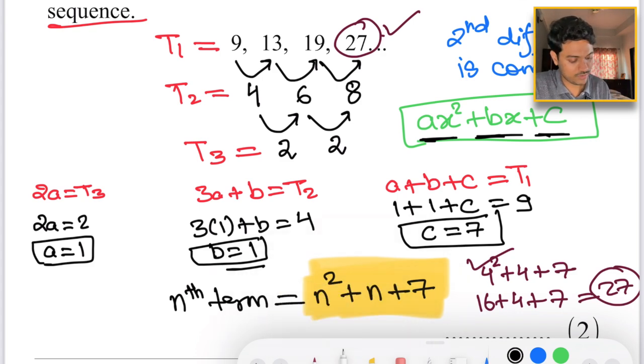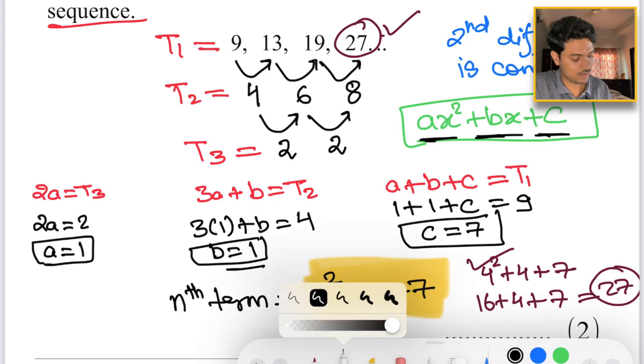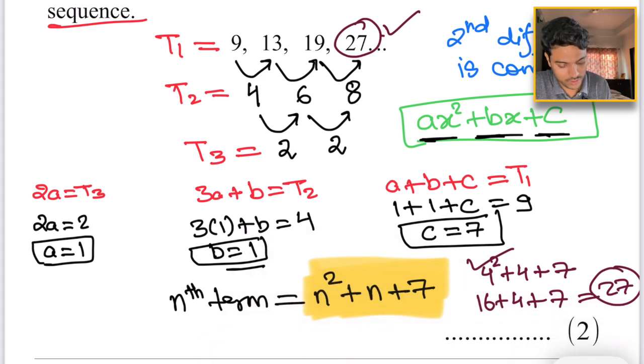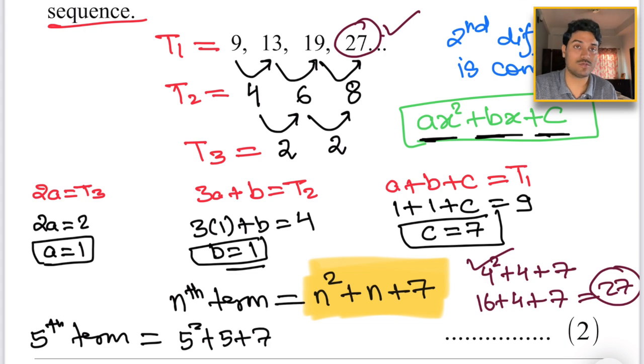You can find out the fifth term and the sixth term. So let's check. Fifth term will be 5 square plus 5 plus 7. So that is going to be 25 plus 5, 30 plus 7, 37. So next term is 37.